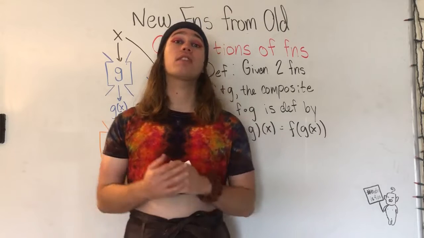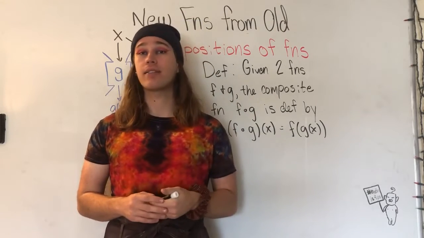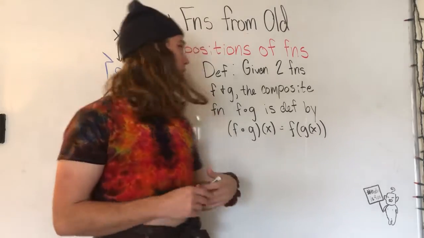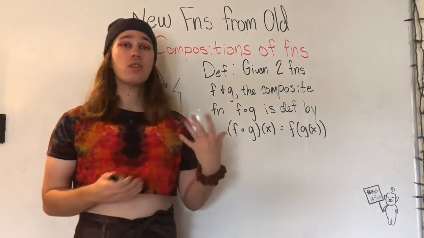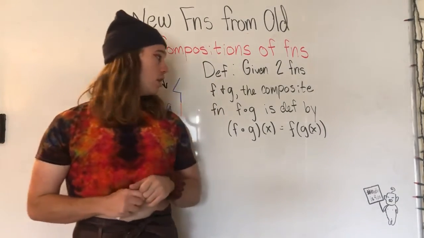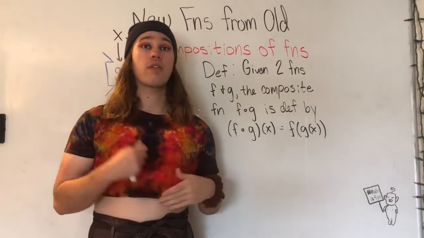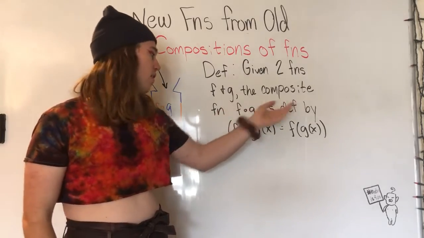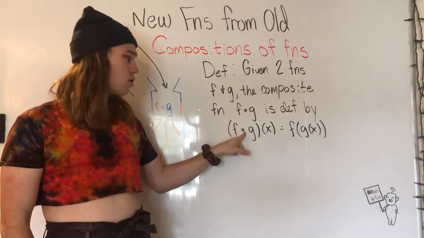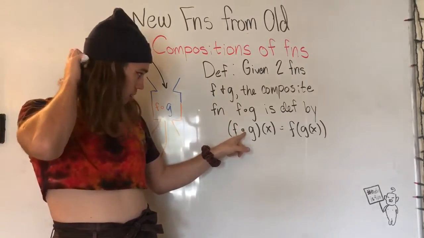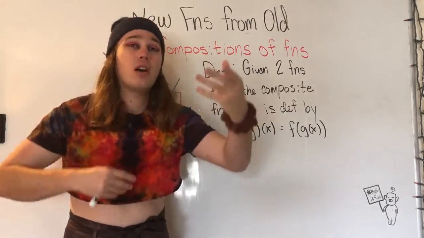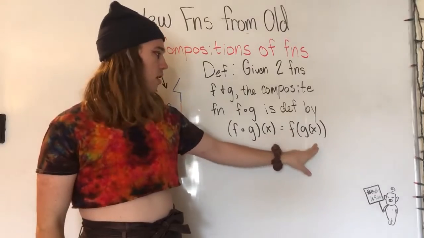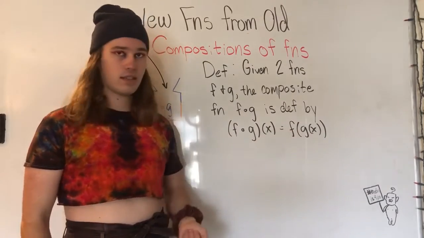The final thing I wanted to cover in today's video are composite functions, or a composition of functions. So what is that? Let's look at our definition. Given two functions, f and g, the composite function, or the composition of the two functions, is defined by f, this little circle thing, g of x, which is pronounced f of g of x, and essentially it's just the function g of x nested inside of f of x.